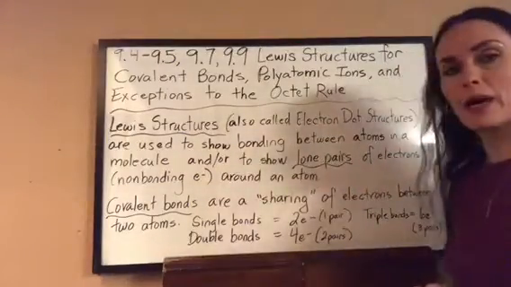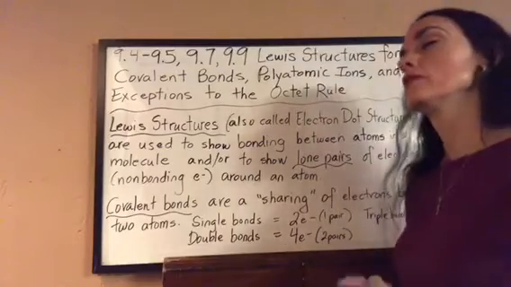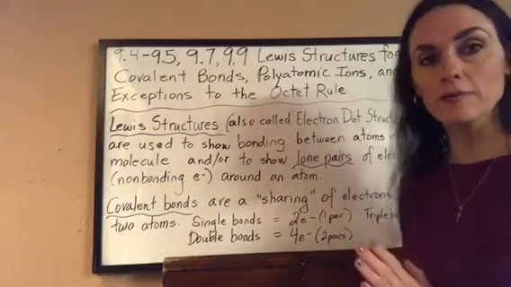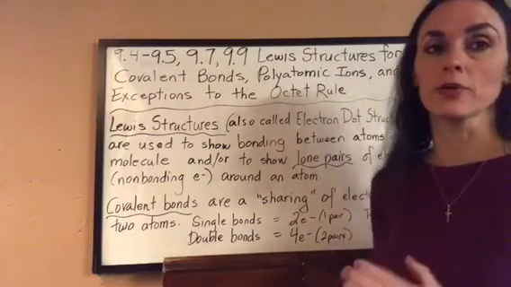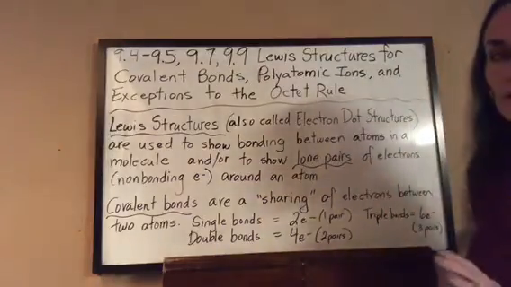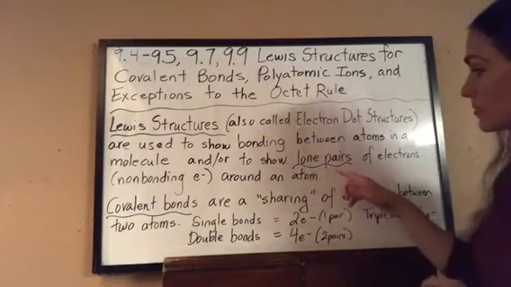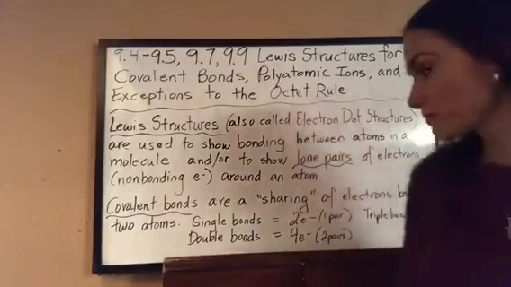When we talk about bonding, we are talking exclusively about the valence electrons. The valence electrons are the electrons that are involved in bonding, whether it's ionic bonding or covalent bonding. It's the valence electrons that participate in bonding. But not all of the valence electrons may participate in bonding, and therefore they would be represented as the lone pairs or the non-bonding electrons.